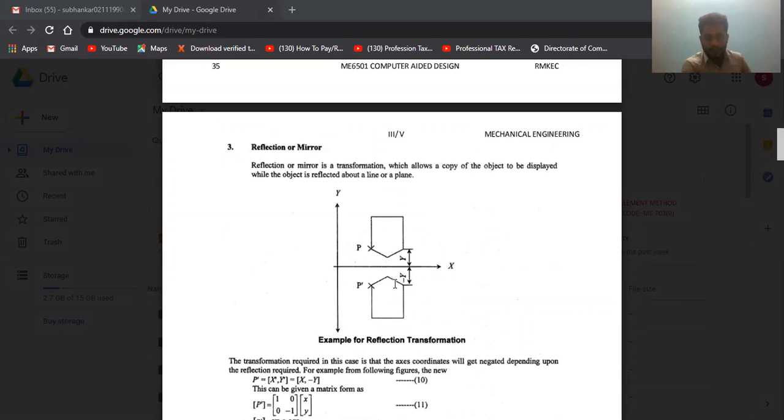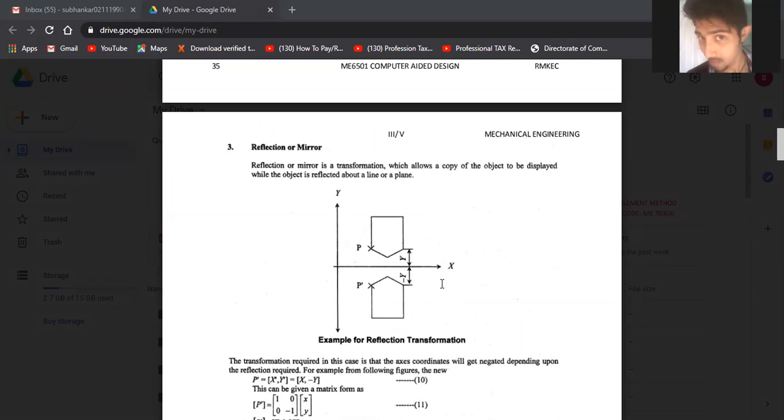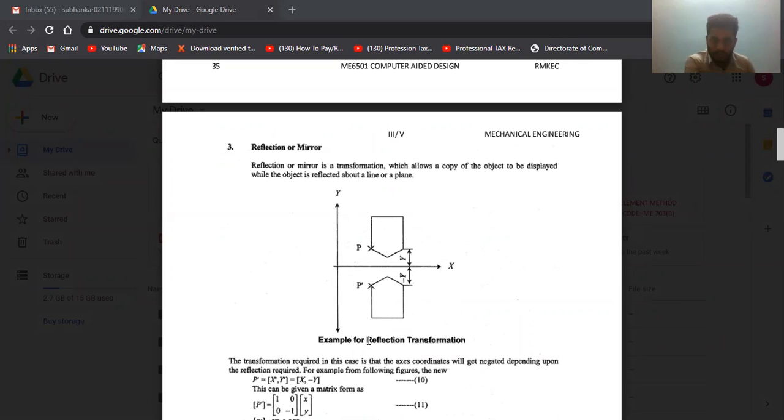Let us take an example. That same knife. This is my x-axis. This is my y-axis. Can you tell me here I am doing the reflection of this knife along which axis? See the diagram and tell me. X-axis. Along x-axis. Clear?